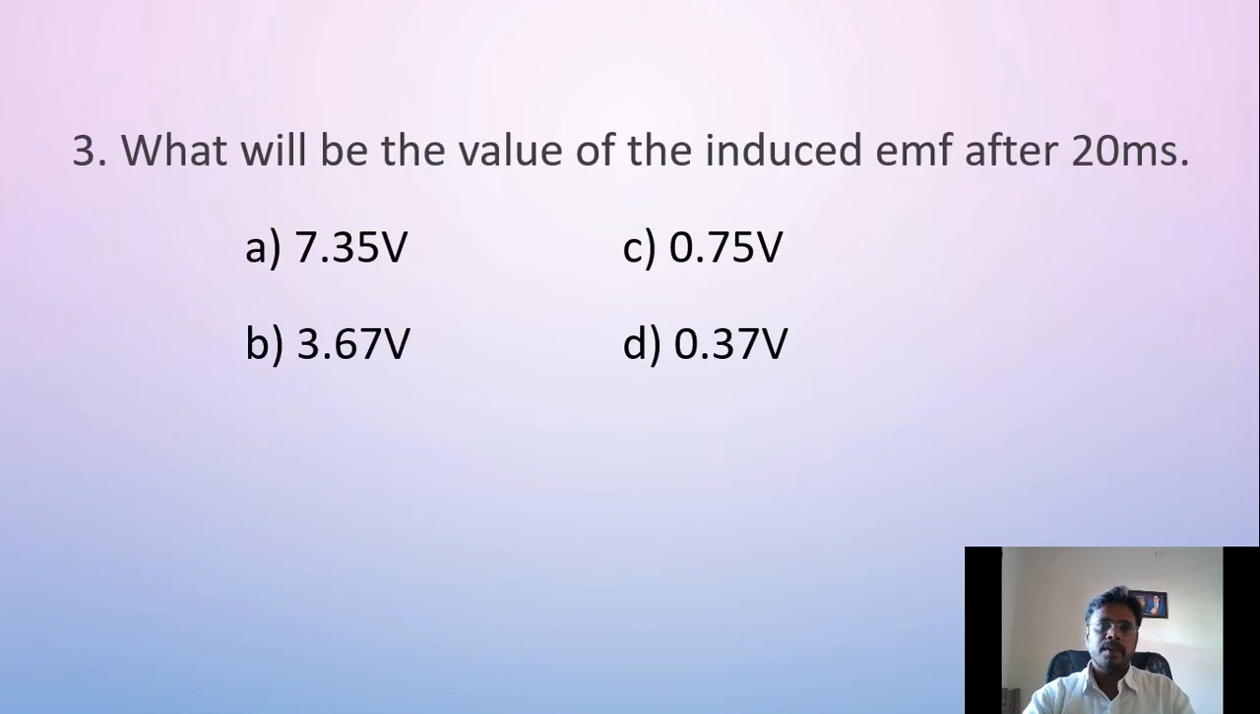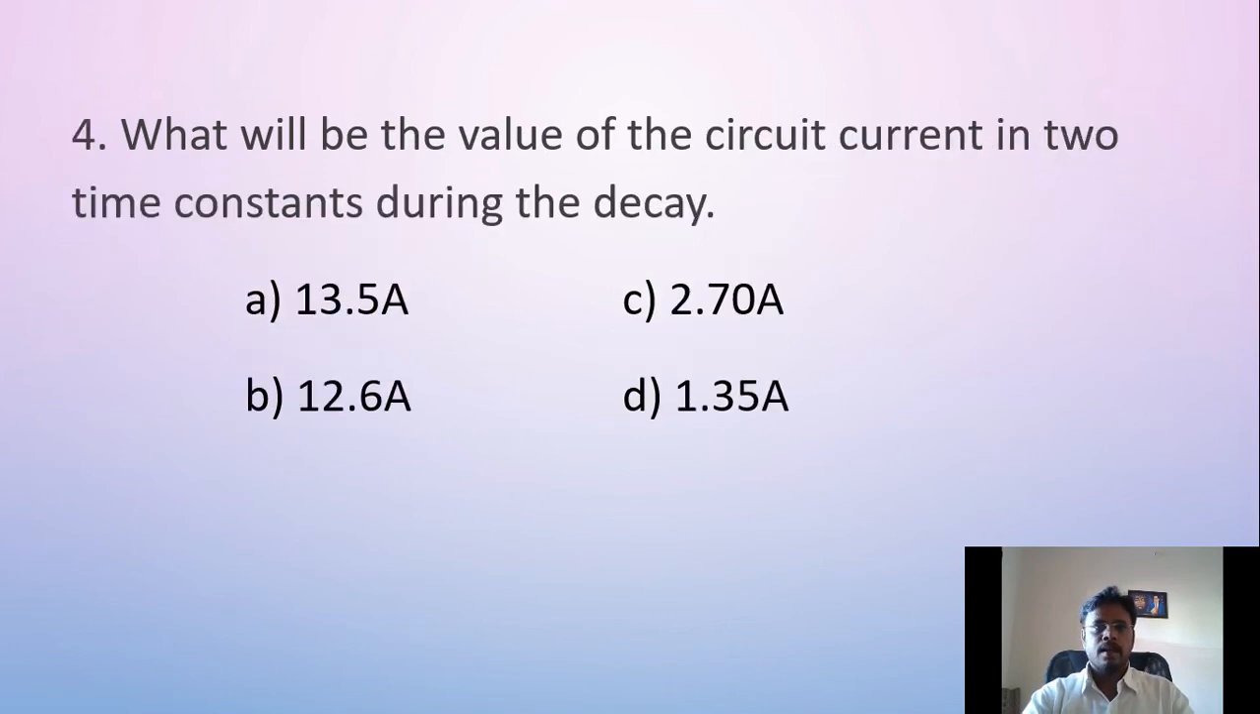The third question is, what will be the value of the induced EMF after 20 milliseconds? The next question is, what will be the value of the circuit current in 2 time constants during the decay? The circuit current value is 1.35 amps, you can find out.